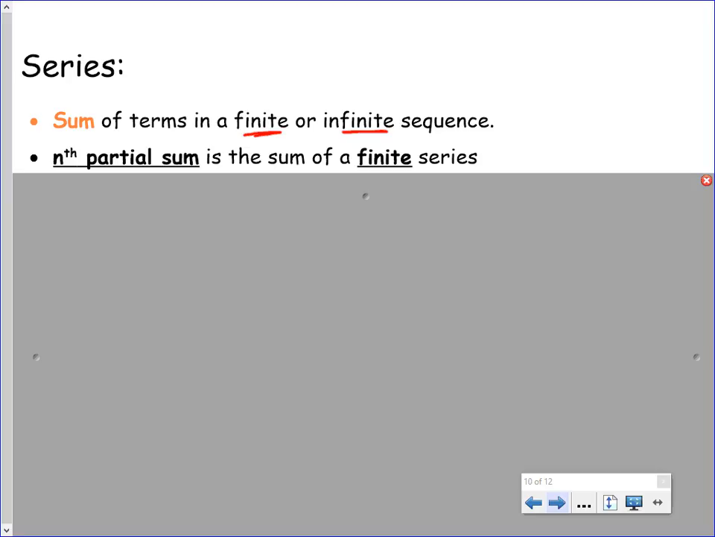The book will refer to an nth partial sum. The nth partial sum is for a finite sum or series. If I say find the fifth partial sum, then it's the sum of the first 5 terms. So you have a sequence that might be infinite, it goes on forever, but I don't want you to find the sum of everything. I just want you to find the sum of the first 5 terms.